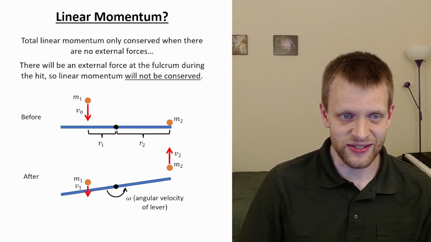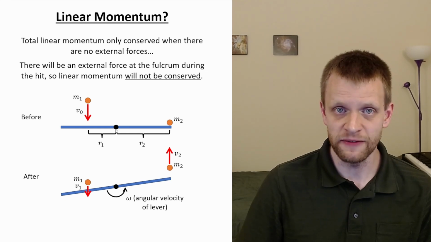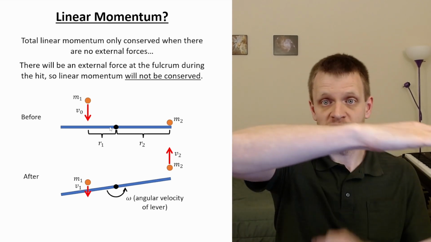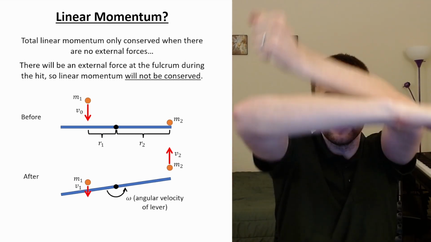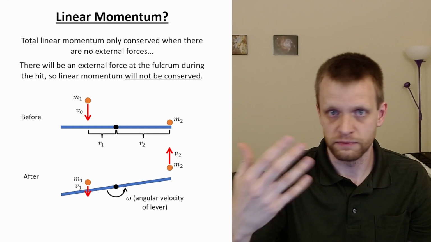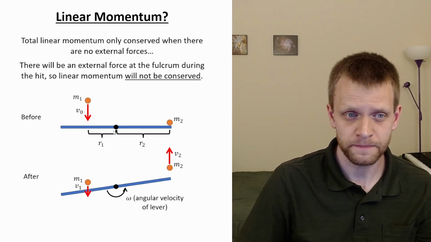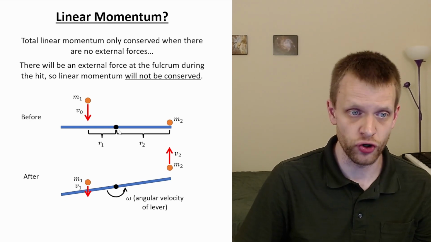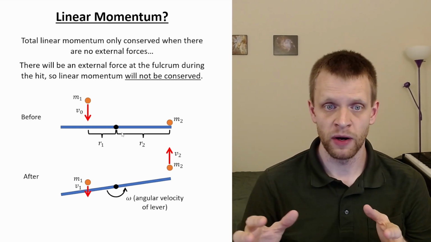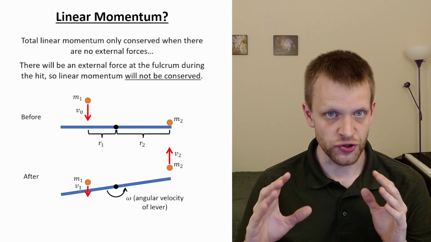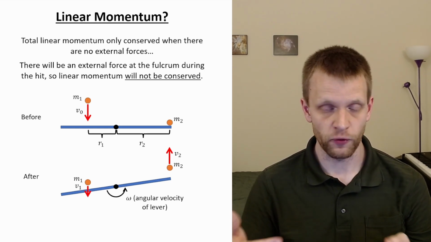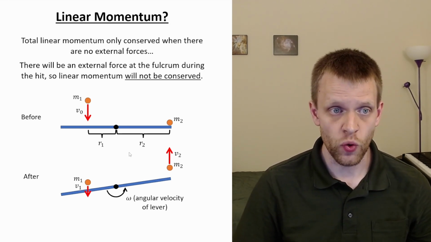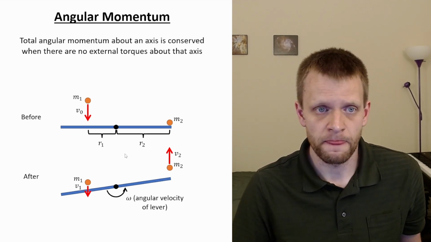But in this case, when M1 hits that lever, there's going to be an external force at this fulcrum. Otherwise, when mass M1 hits the lever, the entire thing is just going to get pushed away. So since there's going to be an external force at this fulcrum point during the hit, linear momentum will not be conserved. This is not the right tool to use if we're trying to analyze the motion of this system. Okay. So what can we use instead?